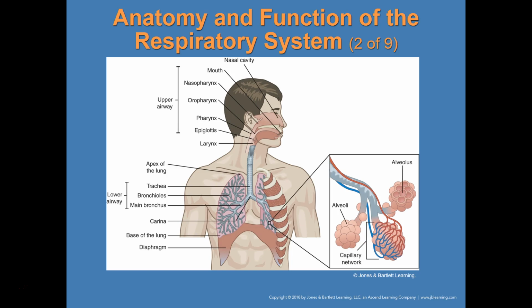Heading down that passageway, we have the epiglottis, which is a small flap of skin to keep food or other foreign objects out of the trachea. And the larynx, which in males is the Adam's apple. It's our voice box. So something to remember in this upper airway, we have inside the mouth the tongue.